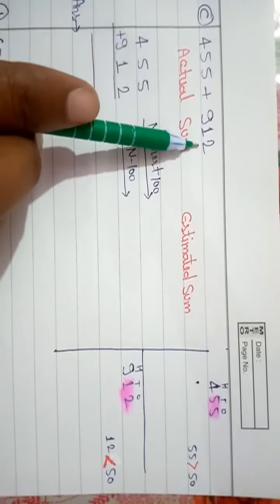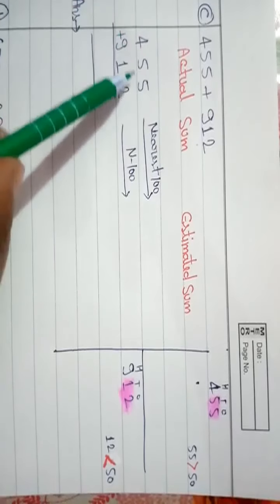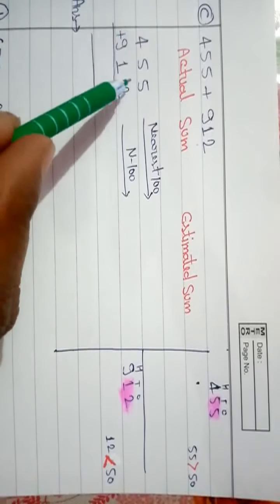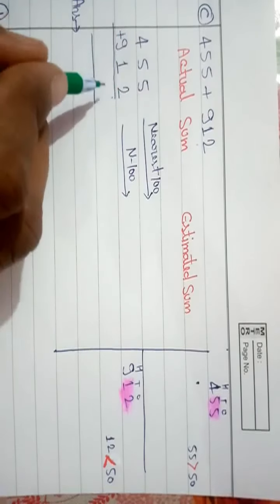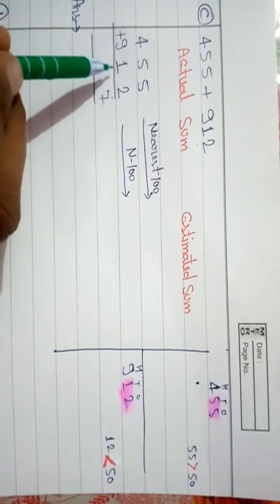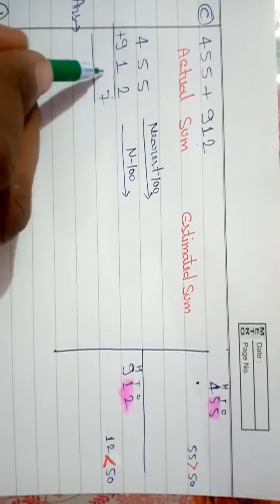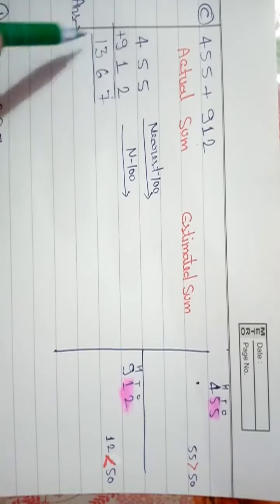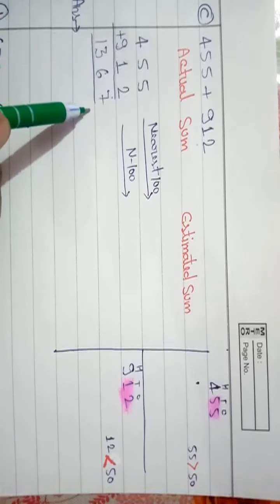C part, 455 plus 912. Actual sum. 5 and 2, 7. 5 and 1, 6. 4 and 9, 13. Actual sum is coming 1367.